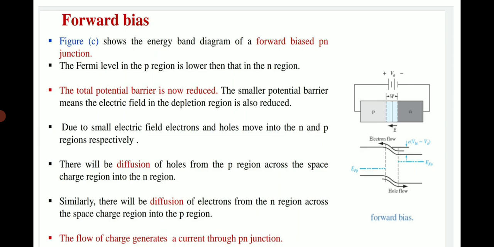That's why the depletion width will be decreases. Then figure shows the energy band diagram for forward bias. The Fermi level in P region is lower than the N region.